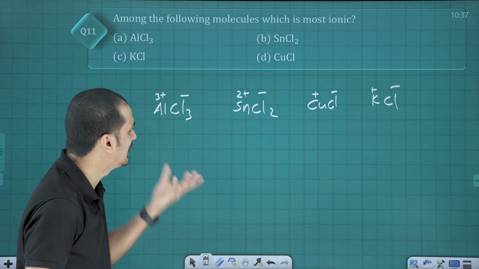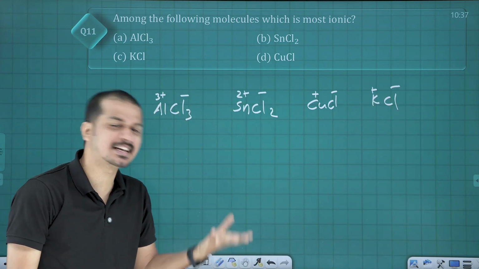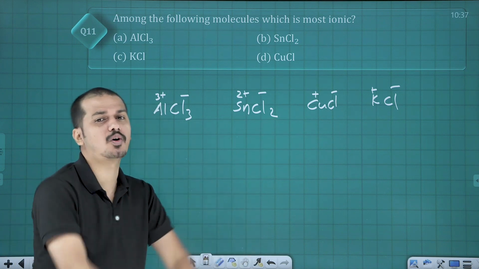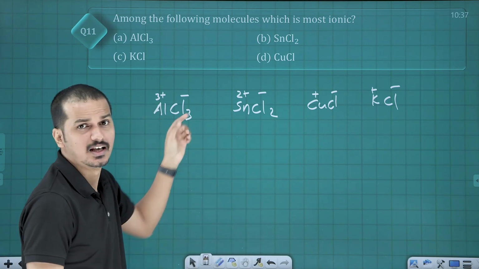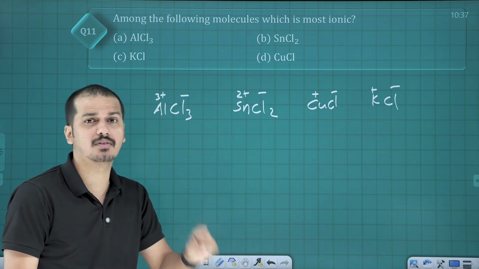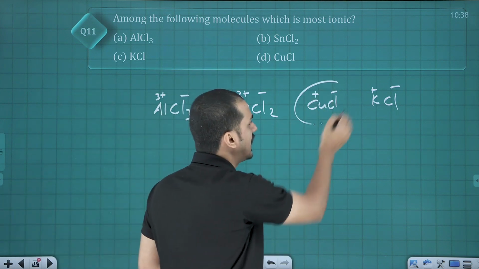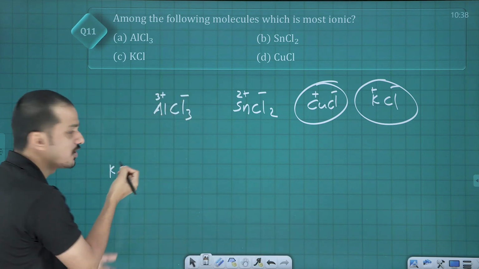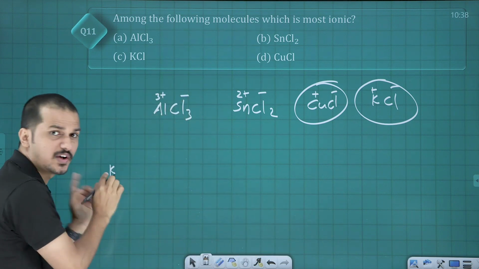So the thing is, the more the charge on the cation with anions being the same, the more will be the covalent character. So this is more covalent. The one with lesser charge will have more ionic character. So our doubt is either this one or this one. Out of that itself, we know the idea. Potassium belongs to the first group.